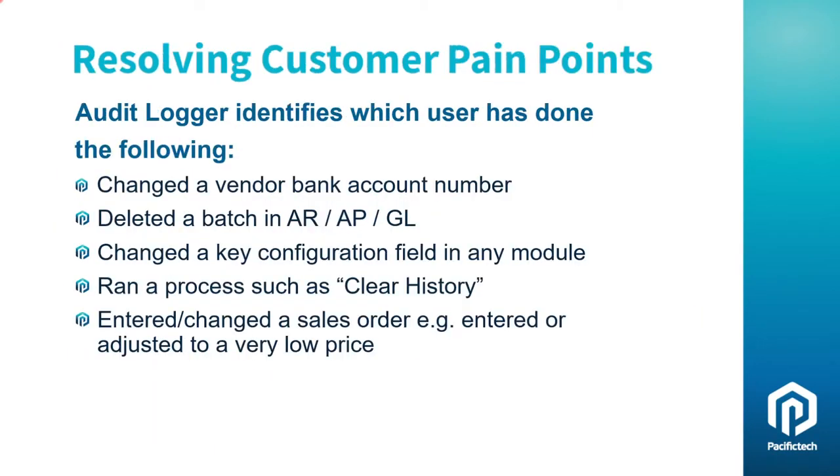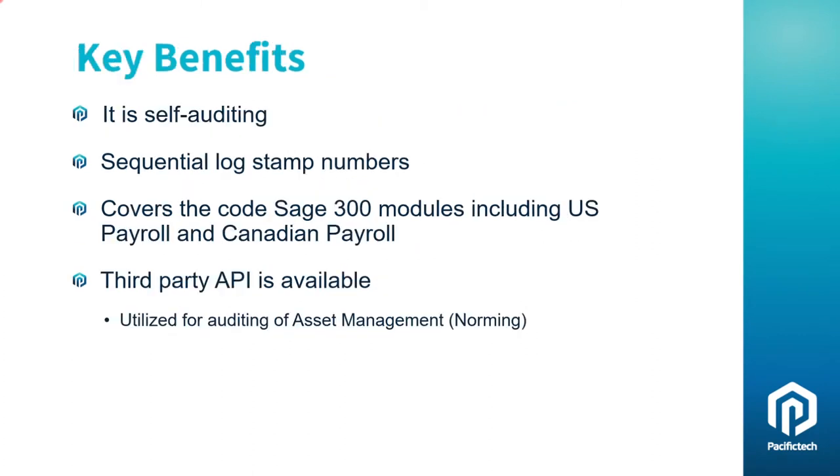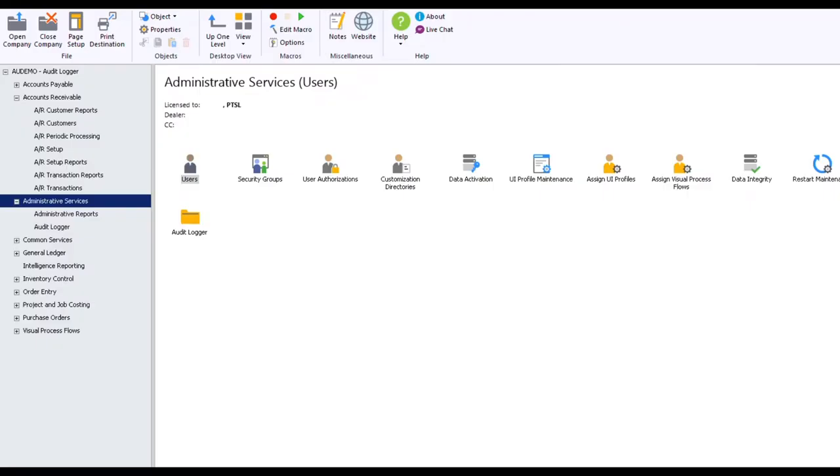Audit Logger runs in the background monitoring what the users are doing in relation to Sage 300 views. Audit Logger captures data before and after and captures user ID with Windows account and IP addresses. It includes the date and time as well. It's easy to configure because it sits inside Sage 300. Let's take a look at a live demonstration.